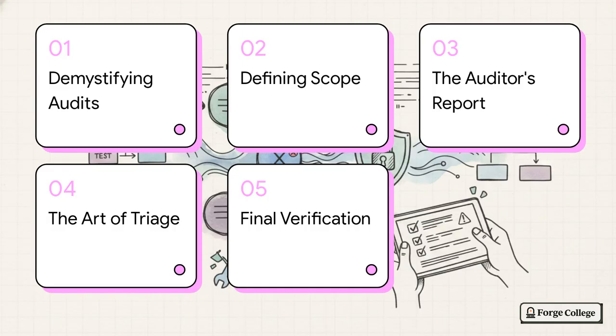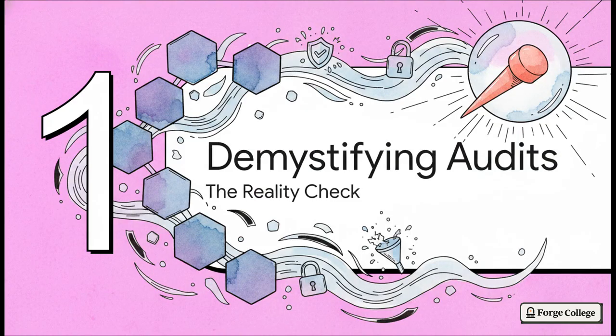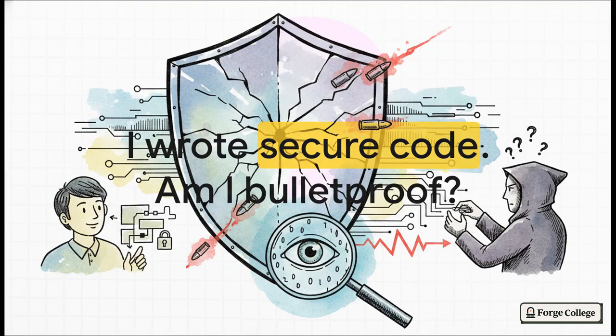We're going to hit 5 key areas: demystifying audits, defining scope, the auditor's report, the art of triage, and finally, final verification. Kicking things off with Section 1, demystifying security audits, or, as I usually like to call it, the reality check. You know, if you're out there diligently applying secure coding patterns, I genuinely applaud you, seriously.